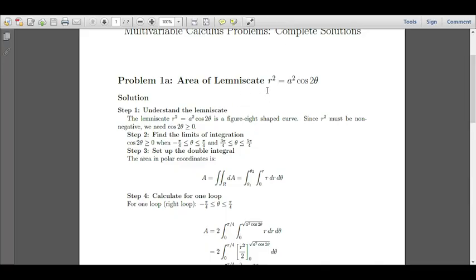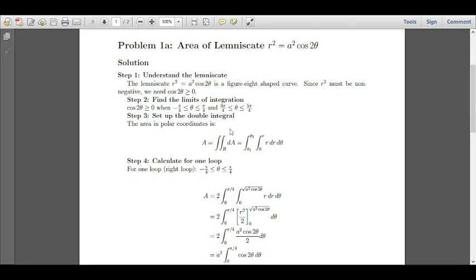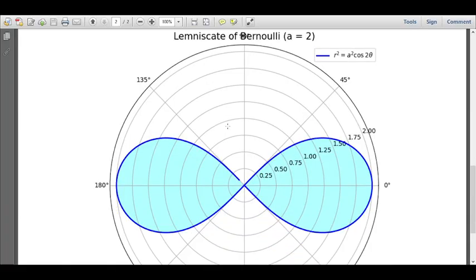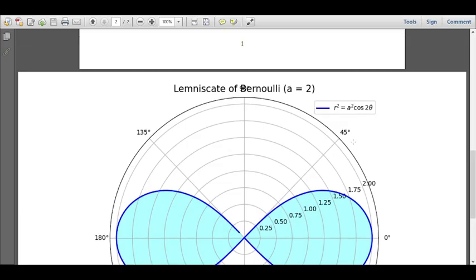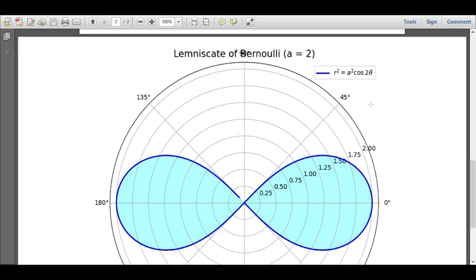So we'll find the area of the lemniscate r square equal to a square cos 2 theta. Here a determines the size of the curve. Since the lemniscate r square equal to a square cos 2 theta is basically an 8 shaped curve. And this is the curve for r square equal to 4 cos 2 theta with size a equal to 2.